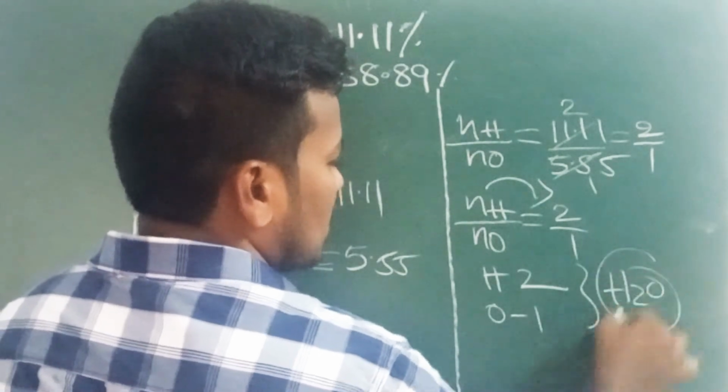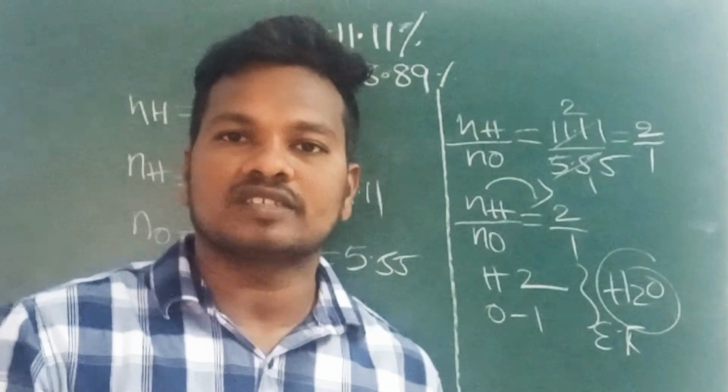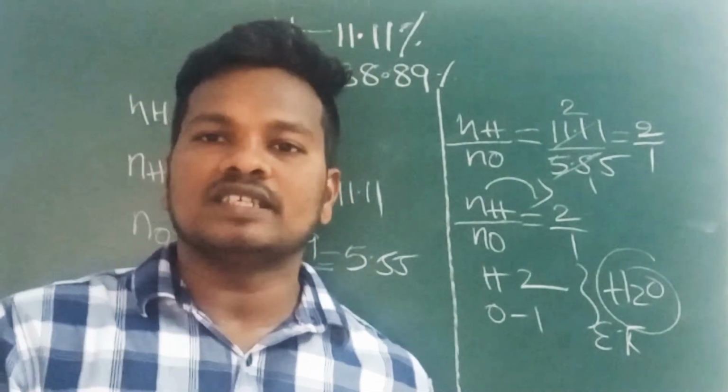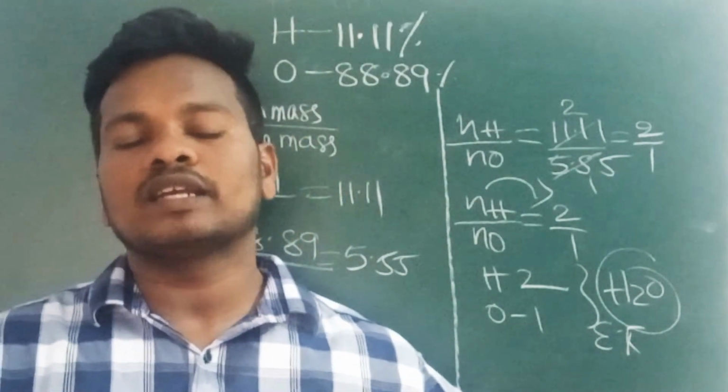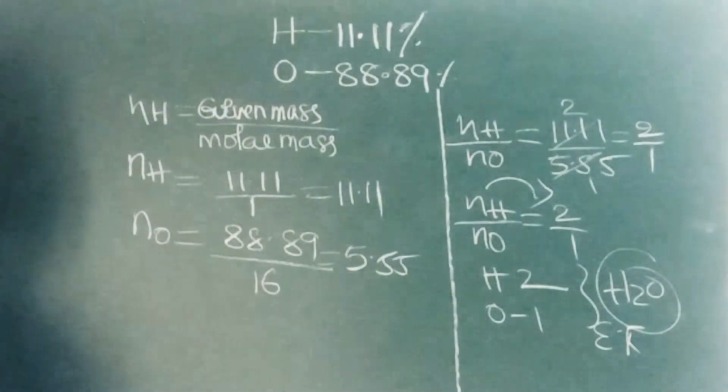This is called the empirical formula. It is in the simplest ratio. Just now we discussed that the empirical formula is in the simple ratio. Automatically the molecular formula is also the same. So H2O is the same for the empirical formula and molecular formula.